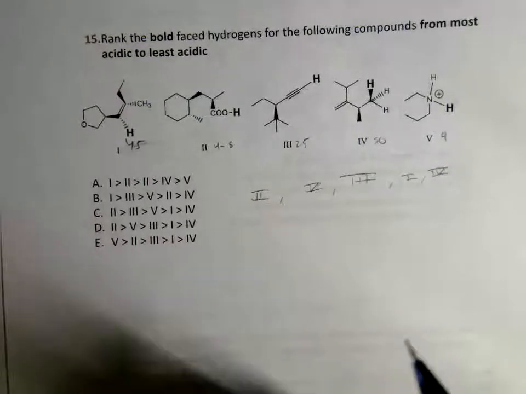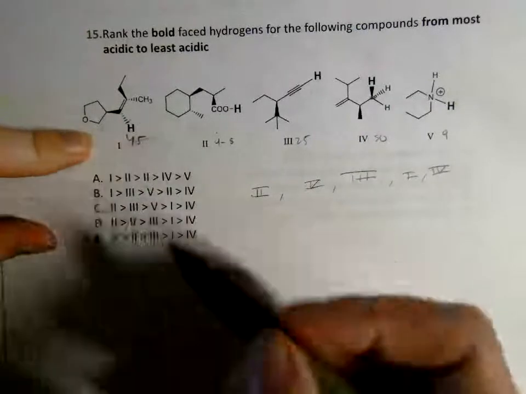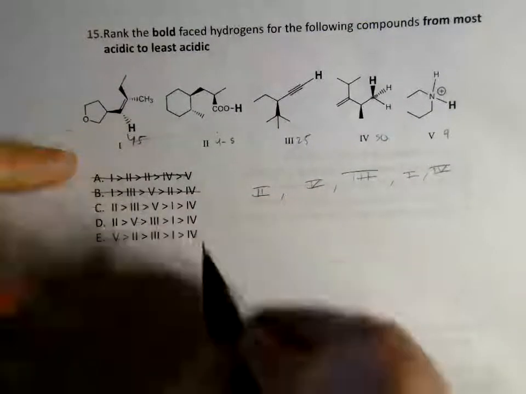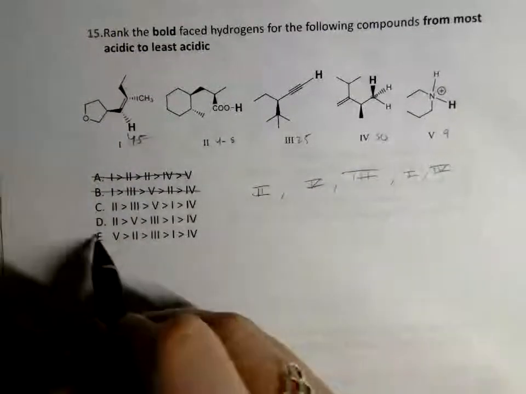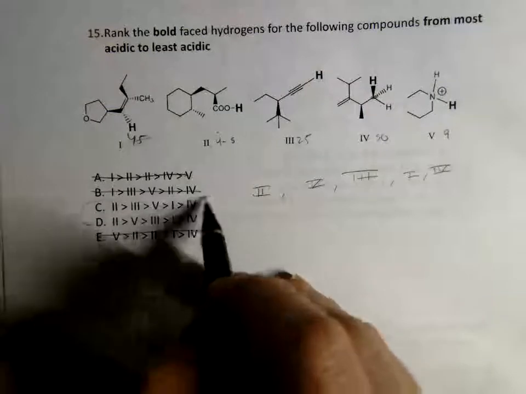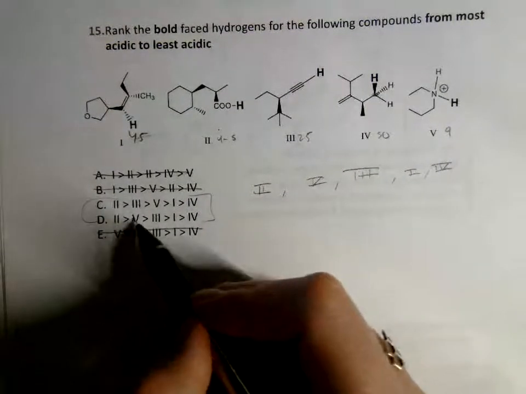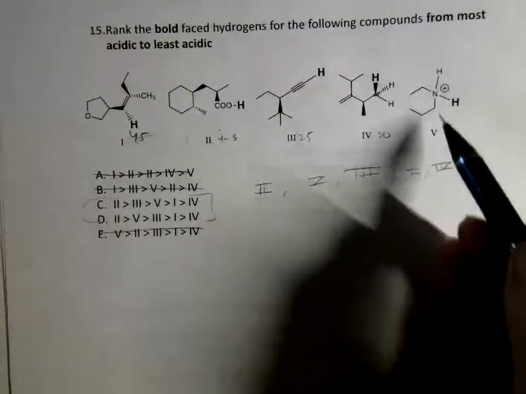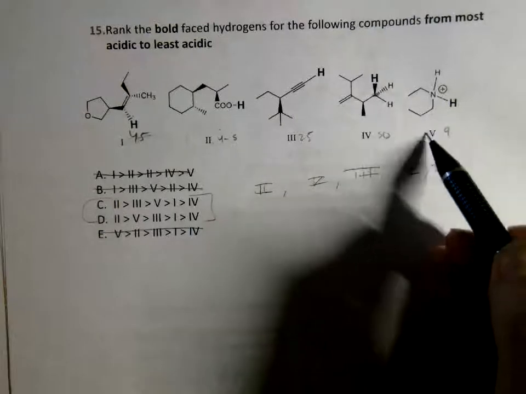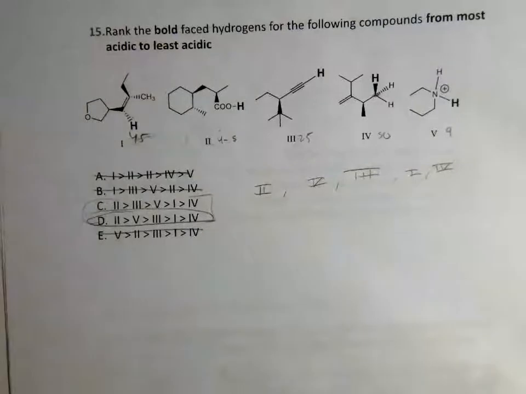But if you're not sure on this and you just know that carboxylic acid is more acidic than an alkene, then you can get rid of these automatically. And if you know that carboxylic acid is more acidic than ammonium, you can get rid of these. And then you just narrowed it down to these two. And you can look at the next point of difference. So 3 or 5. Is an alkyne or the ammonium more acidic? Well, ammonium has a positive charge, so that's probably going to be more acidic. So just based on that, you can narrow it down to answer choice D, which is the right answer.